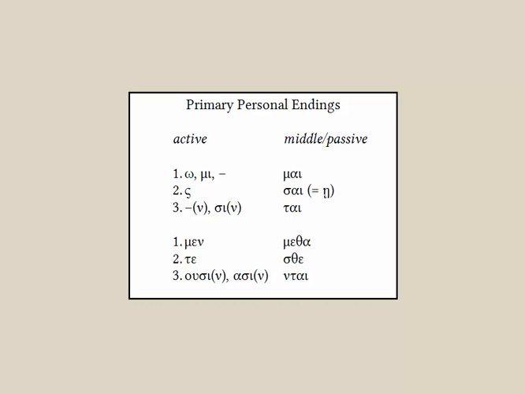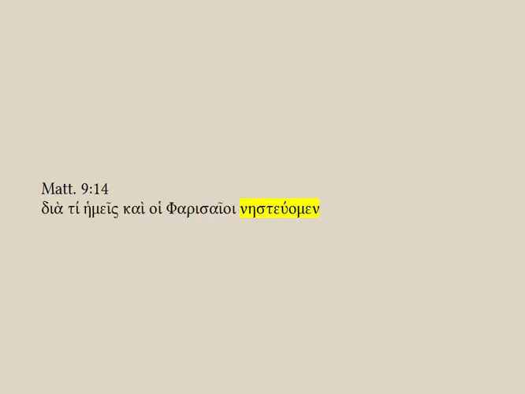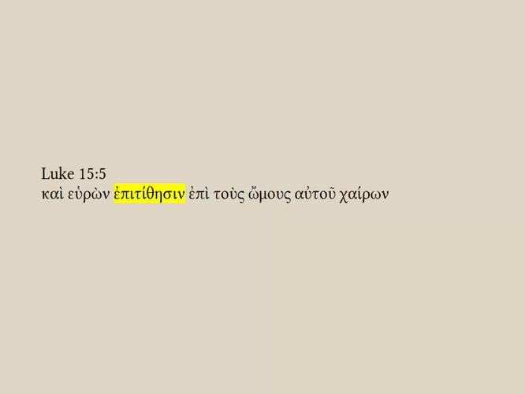For each example, I invite you to pause the video and see if you can recognize the verb's person, number, and voice. Here's our first word. So did you see that the ending is men, and that means it's going to be a first plural active. To get to the lemma, we take off the ending and the variable vowel and replace them with an omega, or perhaps a me, and what we find is nestuo. Now try our second word.